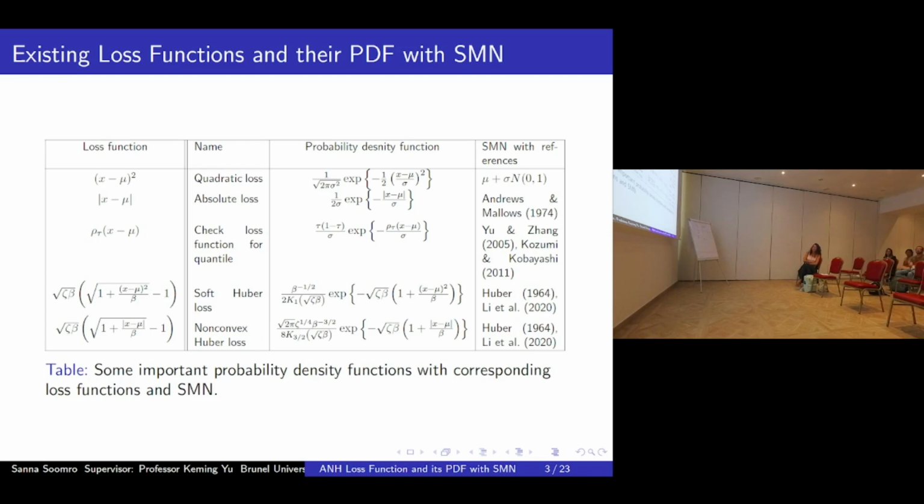And then the second loss function is the absolute loss function, and this can be transformed into the Laplace distribution. It can be expressed as a scale mixture of normal, which is given in the reference, but it has a scale mixture of normal distribution with exponential density.